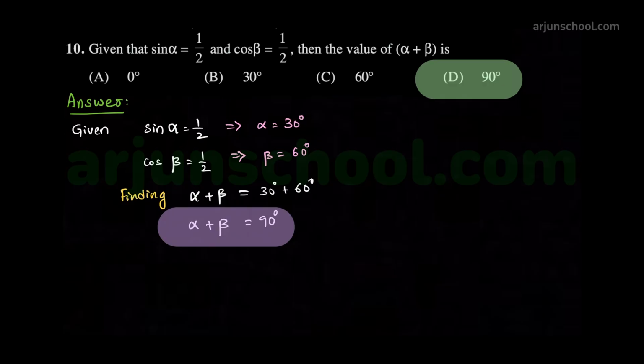Therefore, given that sin alpha is equal to 1 by 2 and cos beta is equal to 1 by 2, then the value of alpha plus beta is 90 degrees.